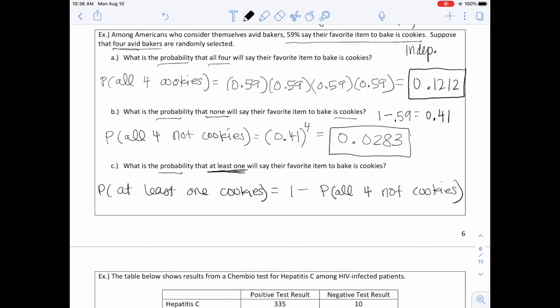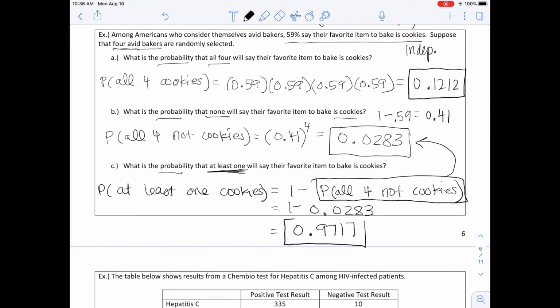And looking at that word "at least one," that means either 1 out of those 4 people's favorite thing to bake is cookies, or 2, or 3, or all 4 of them would like to bake cookies. The only case that we're not considering is the chance of all 4 of them not liking to bake cookies. They like to bake maybe brownies or cakes or something else better. So I'm going to do 1 minus 0.0283, because this probability right here is exactly what we already calculated up above. Subtracting these, we get 0.9717.